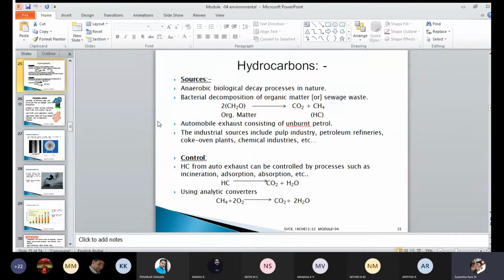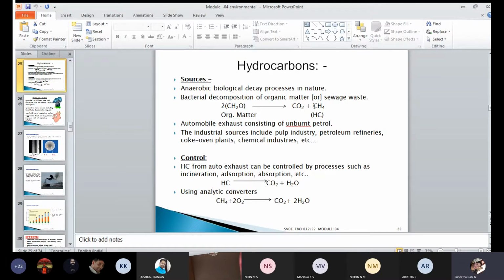Yes. So these hydrocarbons come from the anaerobic biological decay process in nature, or automobile exhaust consisting of unburnt petrol. The industrial sources include pulp industry, petroleum refineries, coke oven plants, and chemical industries, etc. So these are the main sources: anaerobic biological decay, bacterial decomposition, automobile exhaust, and industrial sources.